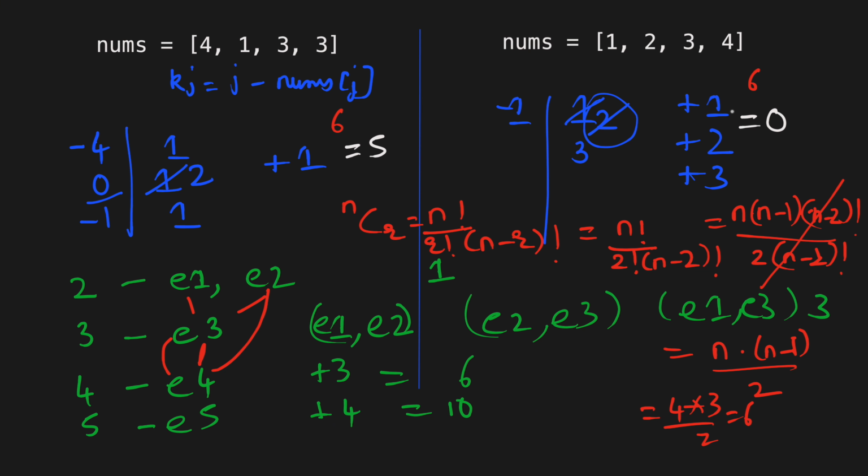And now in terms of time complexity, it is O of n, since we traverse the array only once. And in terms of space complexity also it is O of n, because for each index we are storing kj in the hash map.